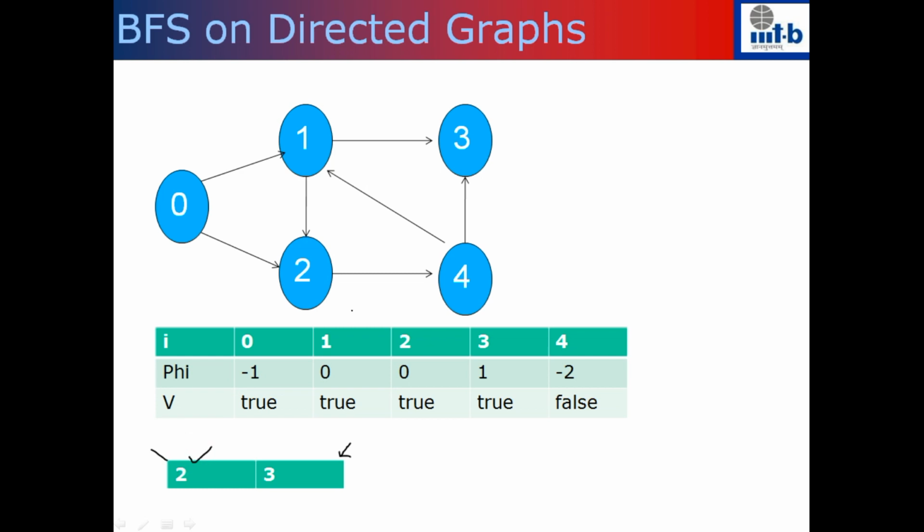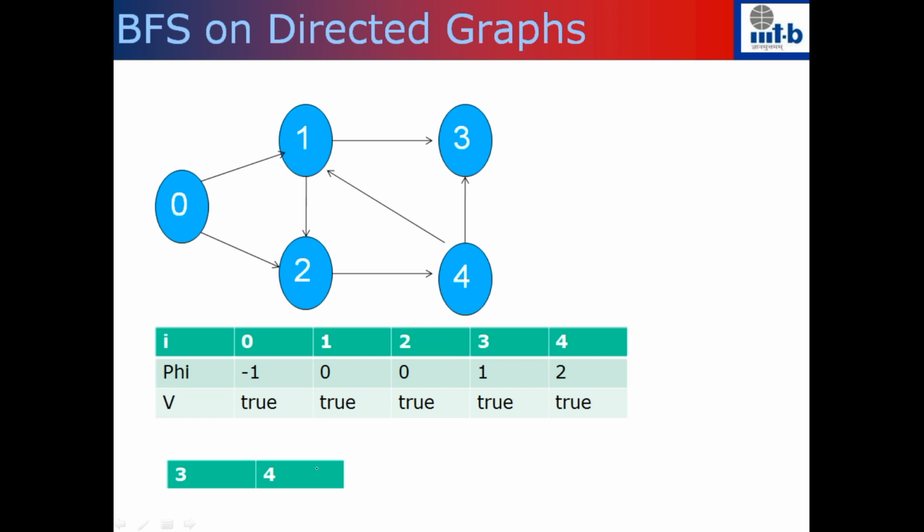When you delete 2 from the queue, there is only one edge outgoing from 2, whose endpoint is 4. 4 has not been added into the queue, so the flag of that is still false. So I add 4 into the queue, set the pi value of 4 to be 2, and set the flag of 4 to be true. After this operation, the queue will look like 3, 4, and the flag of 4 has been set to true and pi of 4 has been set to 2.